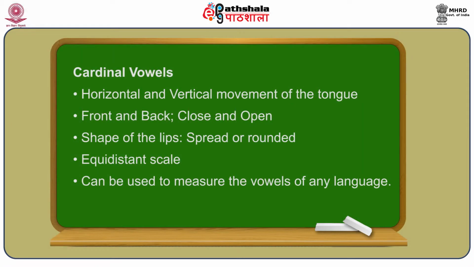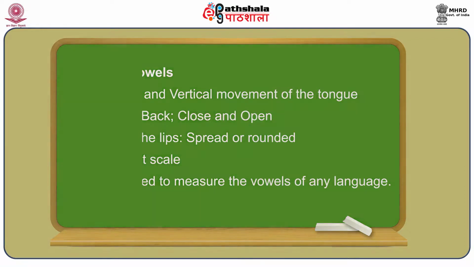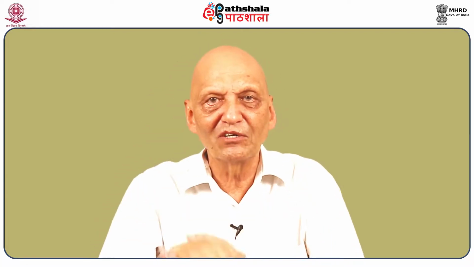In the next slide, I'll show you how we can look at the vocalic sounds, that means the vowel sounds. Now the vowel sounds, as you see in front of you on the slide, are seen generally in terms of what we call cardinal vowels. You will see on the slide that vowels can be either front or back. Just remember that the tongue can move like this and it can also move like this. So there is the horizontal movement of the tongue and the vertical movement of the tongue.